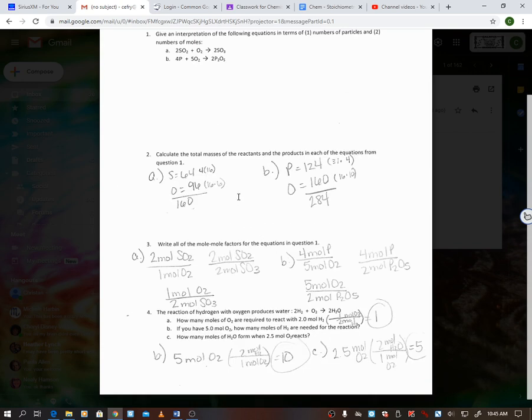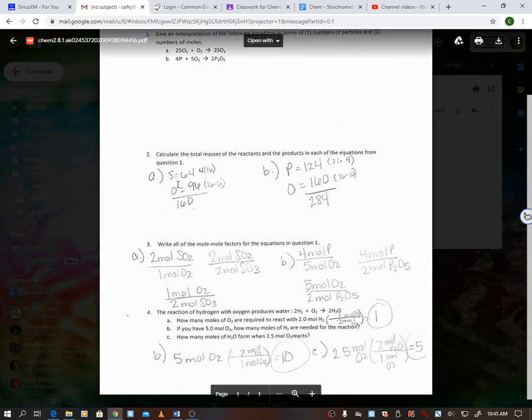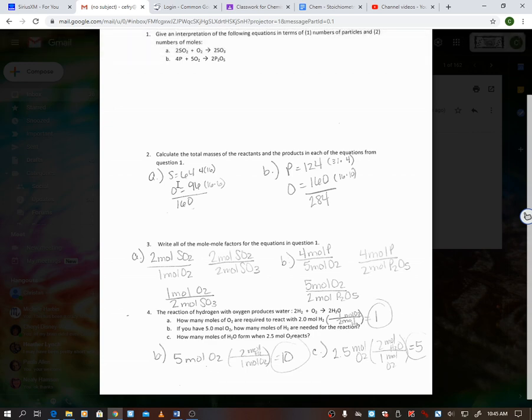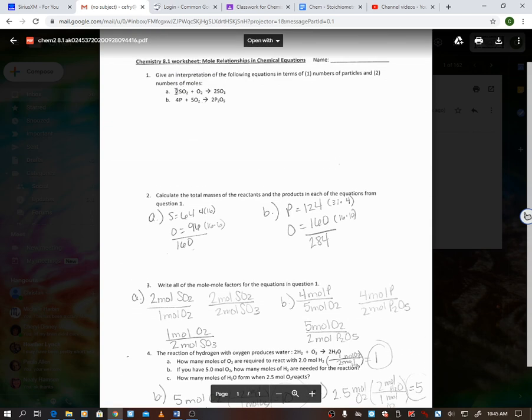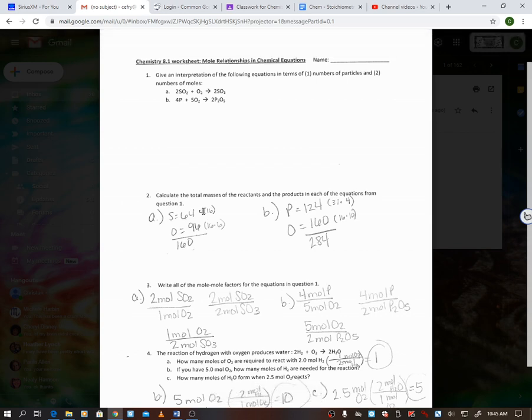On number 2, they want you to calculate the total mass of the reactants and the products in each of the equations from question 1. Now I just did it once because it's the same on each, which it should be, because you cannot create or destroy matter. So if I'm looking at A right here, you go up here, I've got 2S, and then, let's see here, 2S. I think I put 4 here, but sulfur is, if you look at sulfur, it is 32.